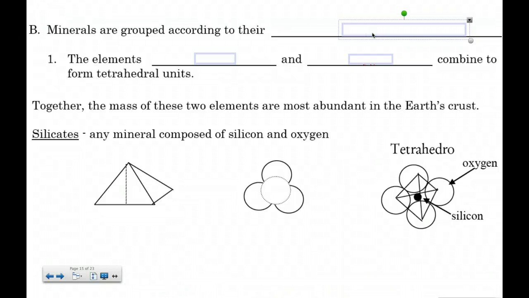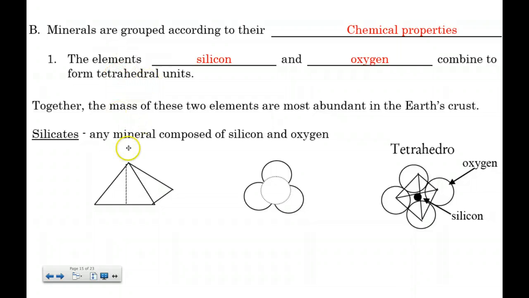So this is part two of our mineral notes. This will be short because we're just talking about some of the other characteristics of minerals, and we group minerals by their chemical properties. Sometimes the elements silicon and oxygen combine to form what's called a tetrahedron, or tetrahedral, where you have one silicon atom and four oxygen atoms that make this sort of triangular shape.